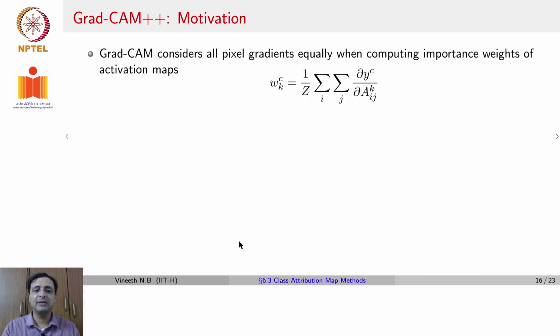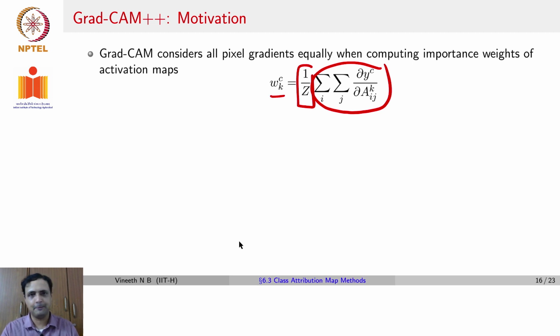And the main motivation of Grad-CAM++ is observing that Grad-CAM took the gradients of ∂y^c with respect to each of the pixels in your activation maps, and then took an average of all of them to get its final weight. In a sense, it's weighting each pixel equally by taking the average when it gets the final weight.